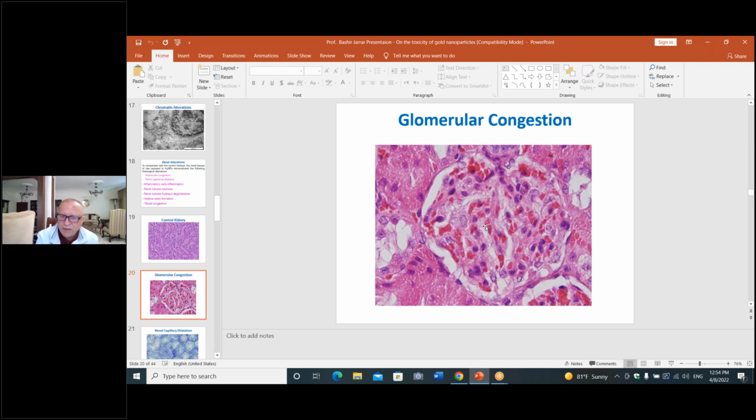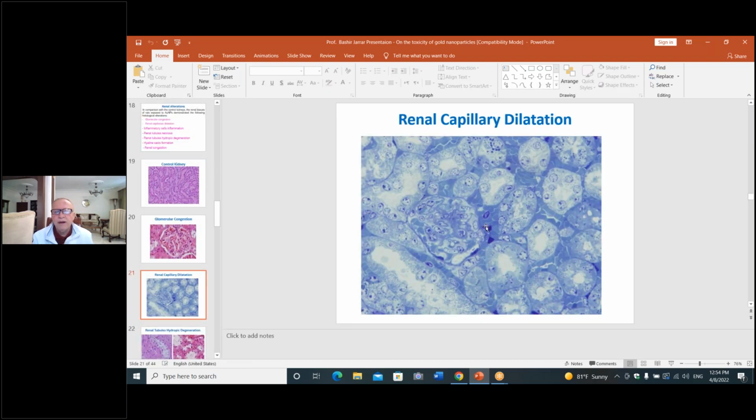We have plenty of cells, and are seen in the cross sections of this capillary tuft, the glomerulus. Moreover, we could find that the gold nanoparticles can induce renal capillary dilatation.